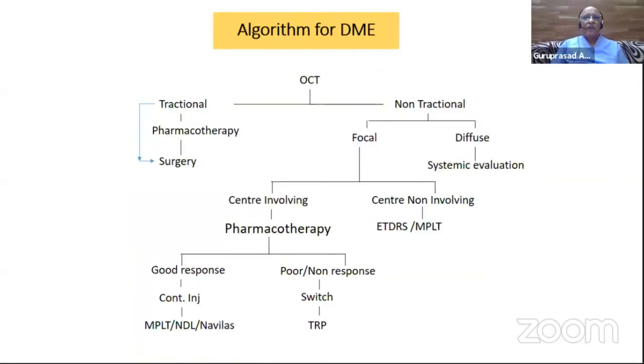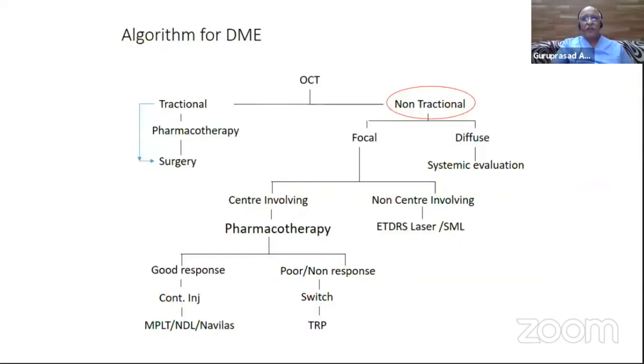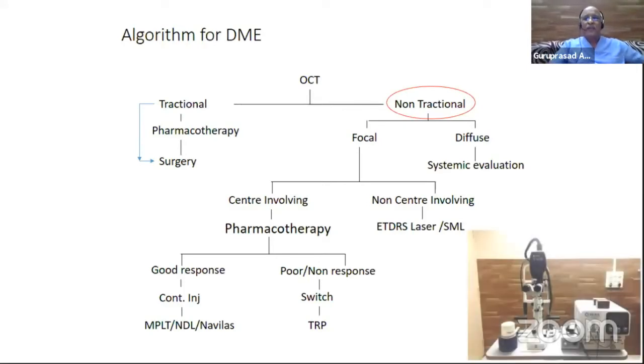So this is my algorithm for diabetic macular edema. On an OCT, if you find that there is a tractional component, then surgery is the answer, and we already covered this part. For example, this is the traction component of a diabetic macular edema which warrants surgery. If it is non-tractional, then you have the focal and diffuse type, and in the focal you have the center involving and non-center involving. And if it is non-center involving, laser is an option, although less and less people are doing laser.